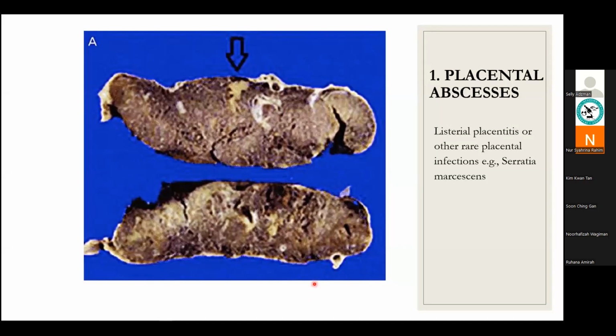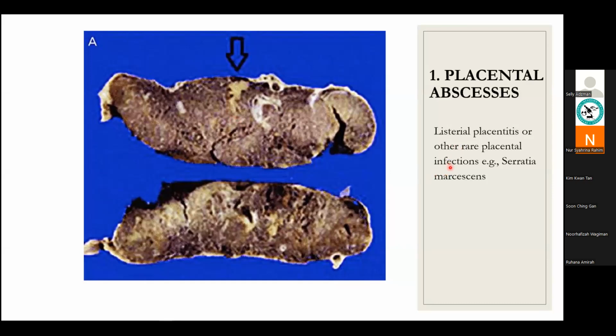Okay, number one would be the placental abscesses. This is the area of interest, this yellowish area. Some infarctions will also appear like this, but infarction will be firmer, whereas an abscess will be softer. So basically, if you see this, you must suspect Listeria infection or Listeria placentitis.